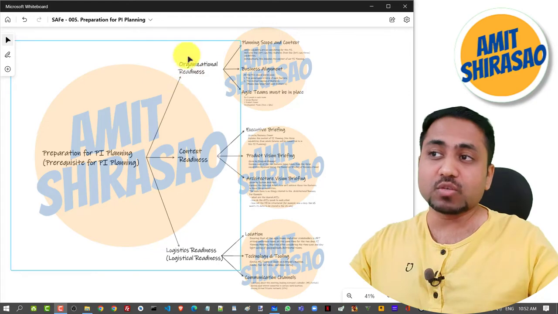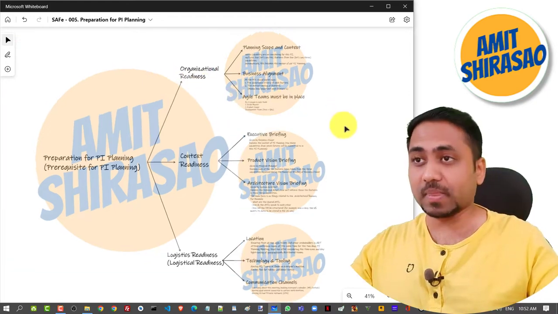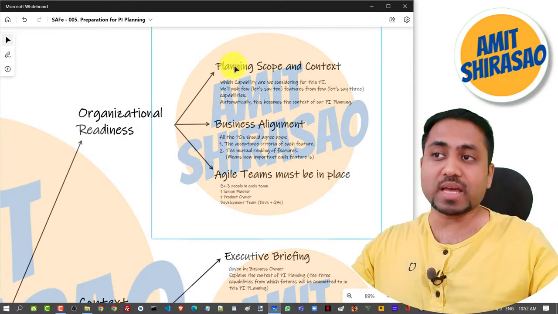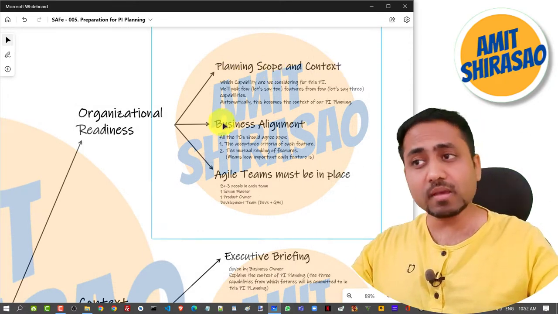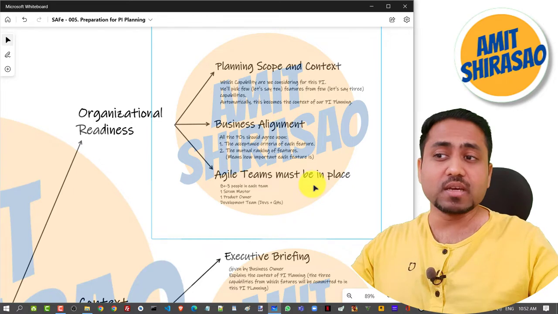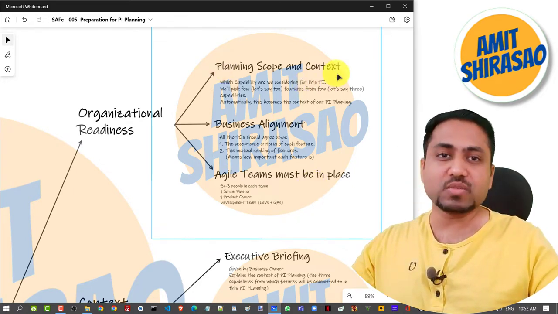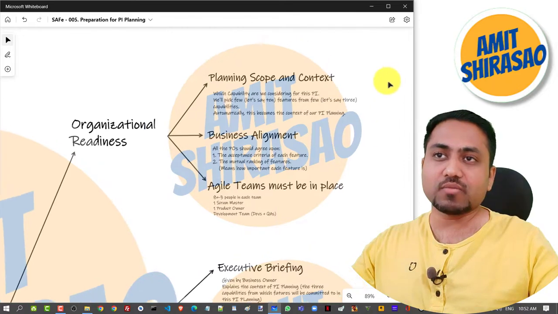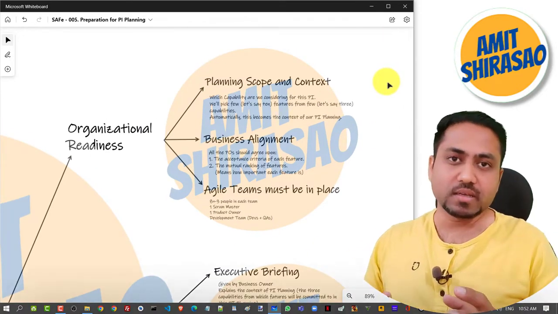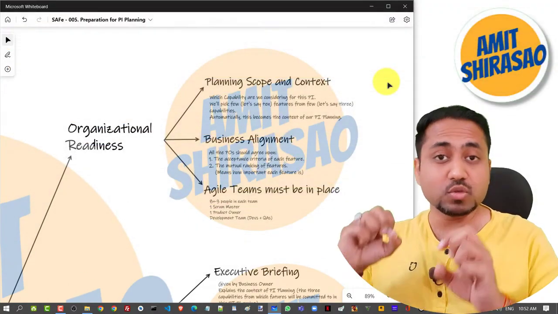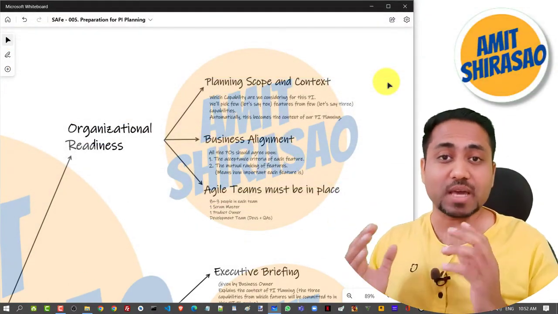Let us deep dive into organizational readiness. Organizational readiness consists of 3 things. One is planning, scope, and context. Next is business alignment, and next is agile teams must be in place. So planning, scope, and context means what? That whenever we go for a PI planning, normally there are 2-3 big things that we are going to do. So these 2-3 big things are normally the capabilities.